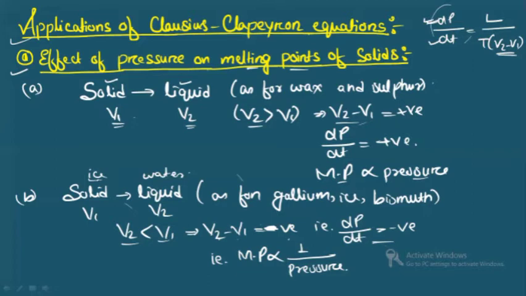That means this is an exception case. In those cases, the melting point is inversely proportional to pressure. When the melting point increases, pressure decreases, and when pressure increases, the melting point decreases, right? So this is something you have to remember. This is the effect of pressure on the melting point of solids.